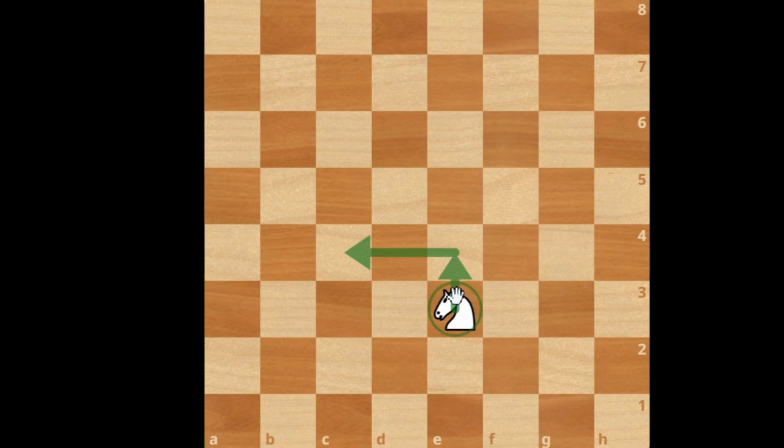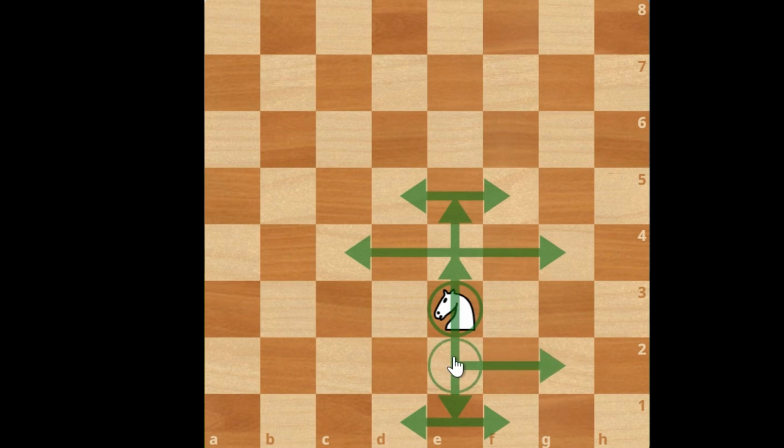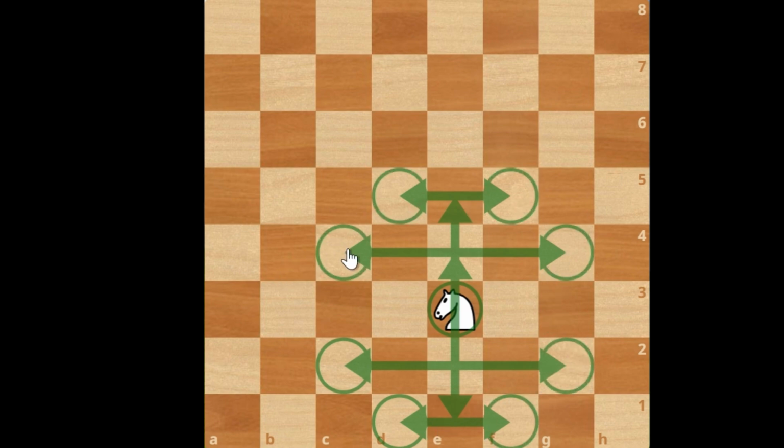It can move like this. It can move like this. It can move like this. It can also move like this. It can move easily like this, and then also like this and this. This covers these eight squares, the ones that I had shown you with the circles.